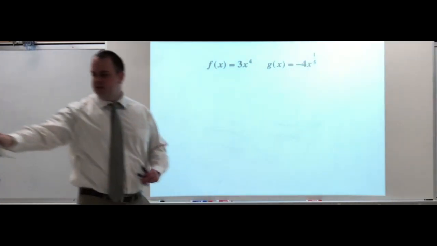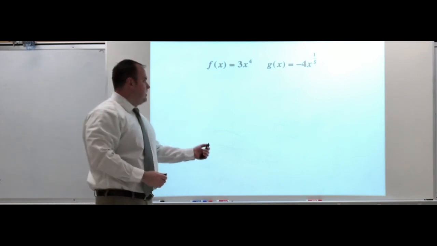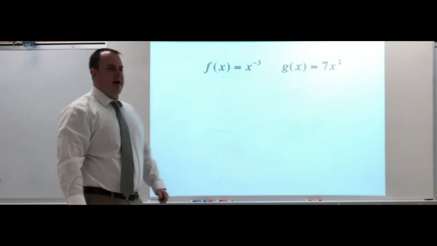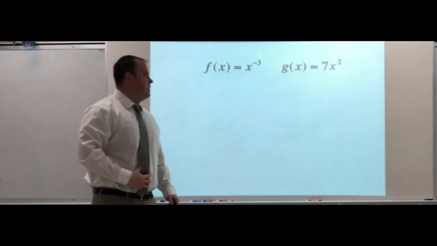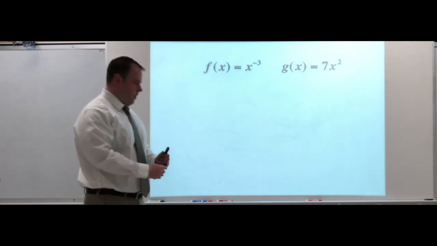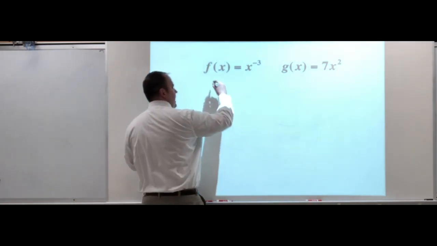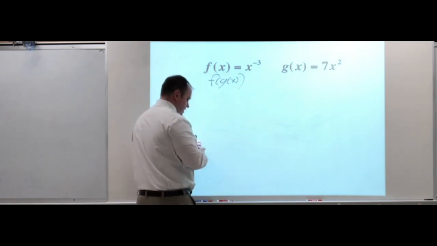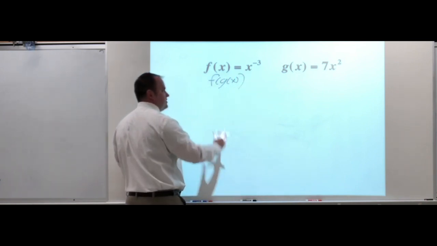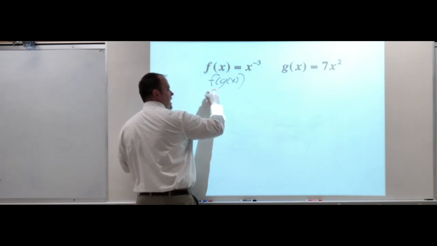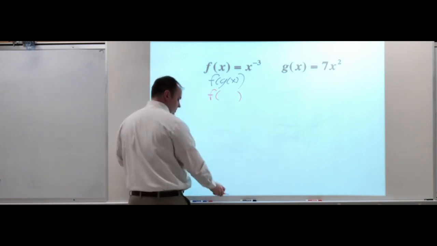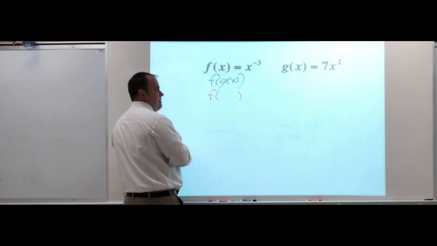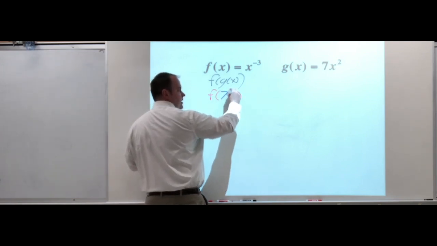Now I want to do one more example. Okay, so we have f of x is x to the negative 3, g of x is 7x squared. So starting off, we have f of g of x. I'm going to move through this a little quicker, setting things up. Our f, and we're going to be plugging in the 7x squared.